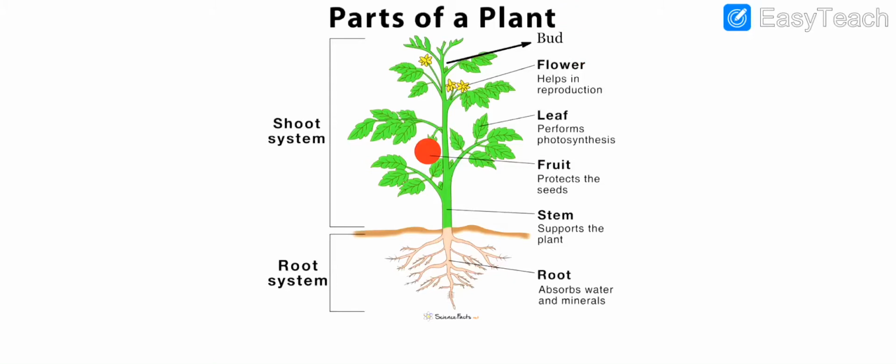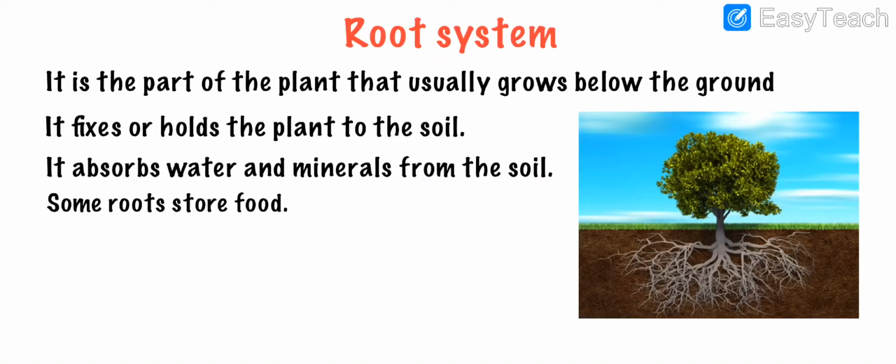So once again children, the part above the ground is called the shoot. It consists of the stem, the fruit, the leaf, the flower and the bud, and the part below the ground which we cannot see is called the root. Now let's study the two systems, the root system and the shoot system, in detail. First, let's go to the root system.